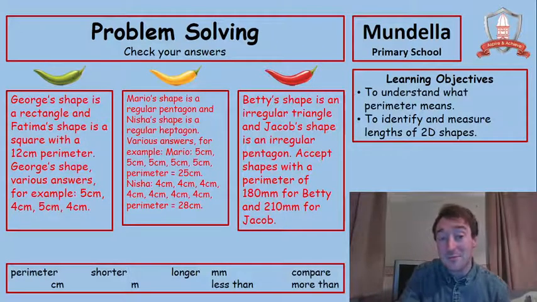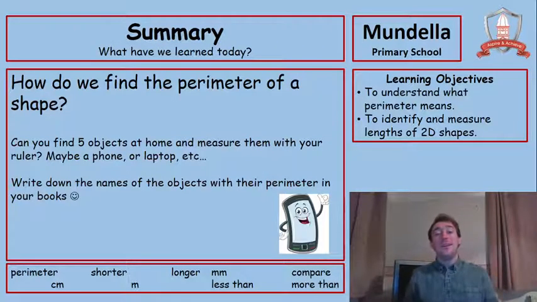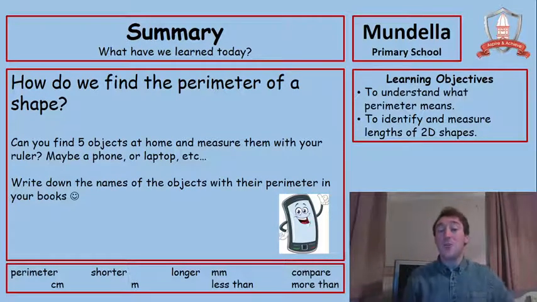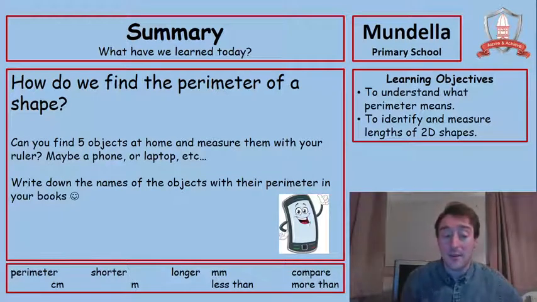Okay, let's look at what we've done today. We know how to find a perimeter of a shape. What do we need to do? How do we find it? Yep, we add all the lengths together on each of the sides.